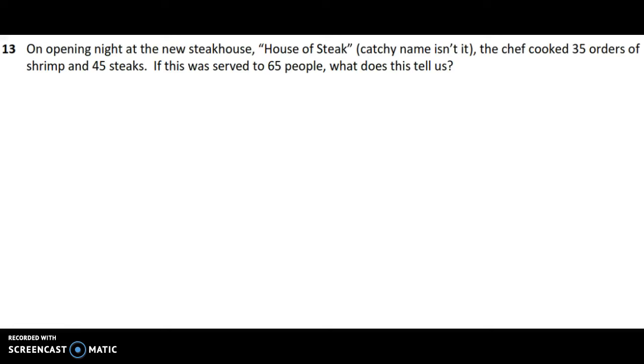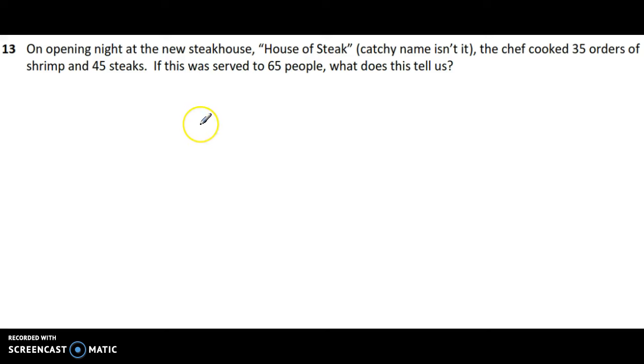Okay, so here's the solution to number 13. There are two sets here. The sets are the number of people who ate shrimp and the number of people who ate steak. Now notice this, it was served to 65 people. If you go 35 plus 45, you do not get 65. That must mean some people were really hungry and ordered steak and shrimp.